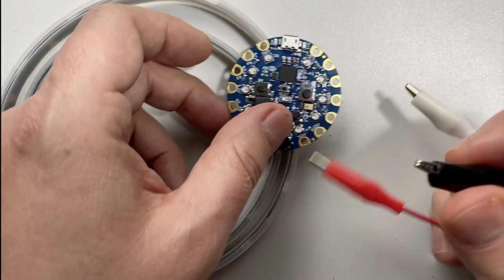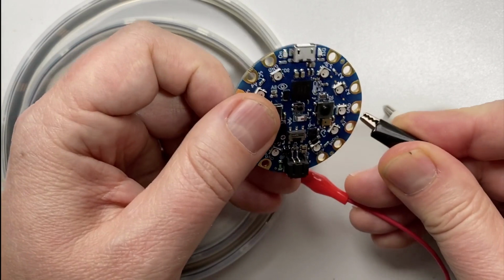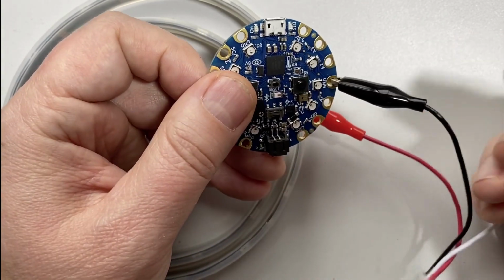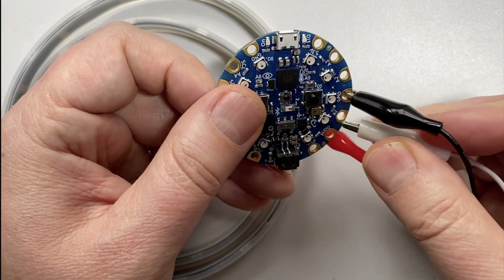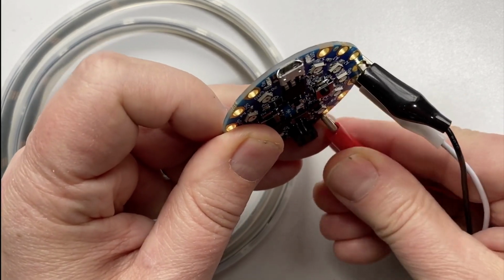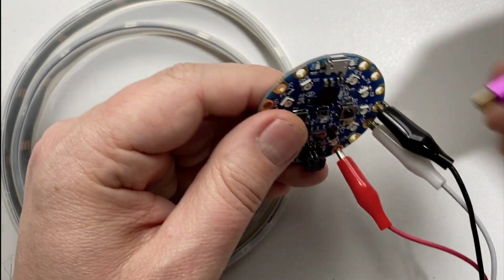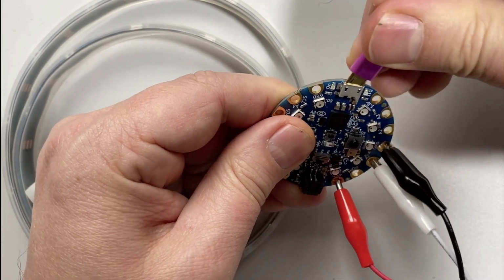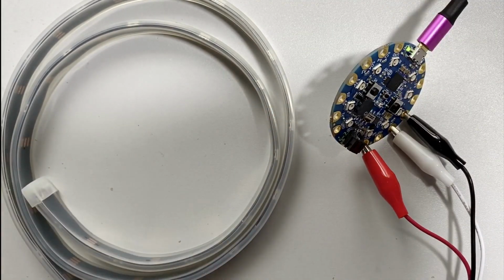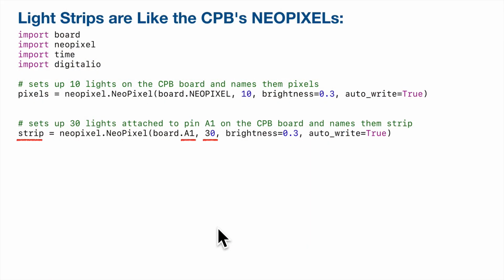So we're going to take the ground and attach it to GND. We're going to take the signal and attach that to A1. And we're going to take the red wire, the power wire, and attach that to our V out pad or pin. And now that we've got everything set up, we can go ahead and plug in our Circuit Playground Bluefruit. And let's take a look at what we need to code.